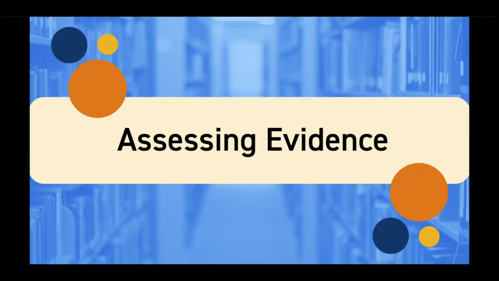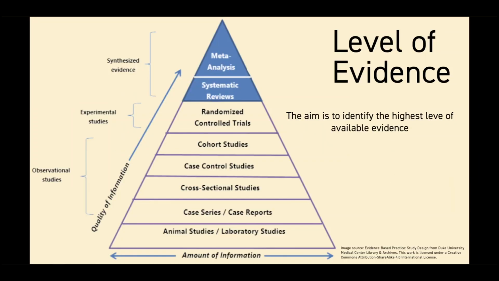Before we get into the demonstration, I want to cover assessing evidence. Here's a pyramid representing the hierarchy of evidence, sometimes called level of evidence, that is used to assess relevant sources. There are many different versions of this hierarchy, and you may be familiar with a different one, but all of them contain the same foundational information. This particular one is sourced from Duke University Medical Center Library and Archives. I chose this one due to the amount of detail.